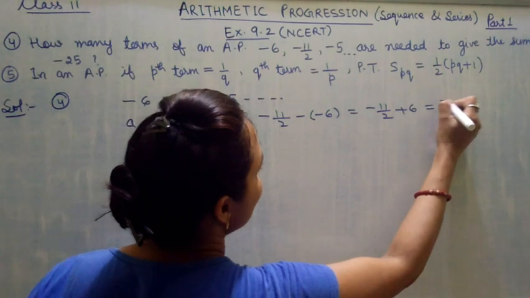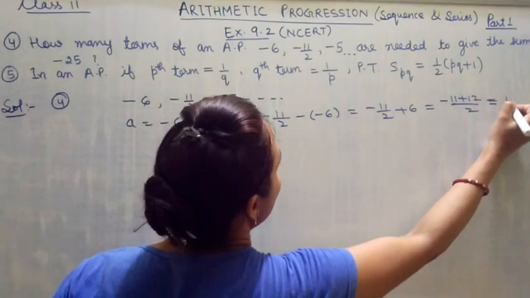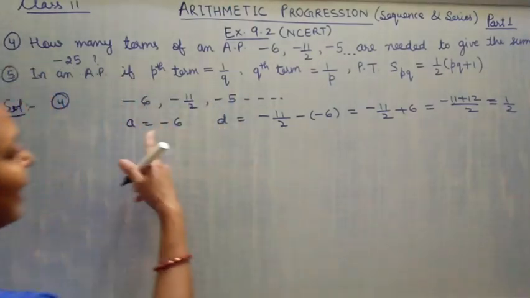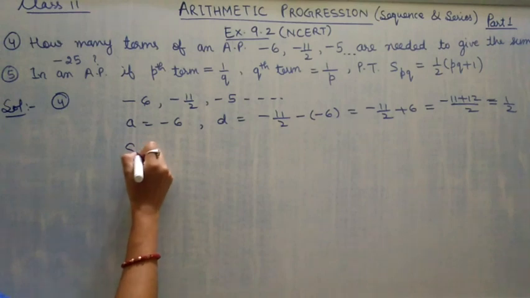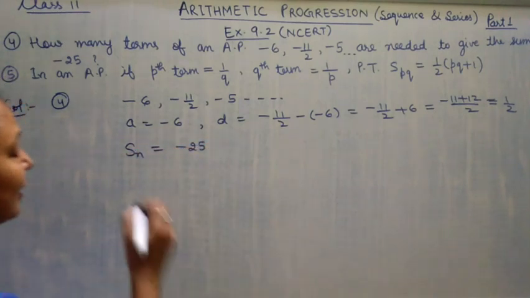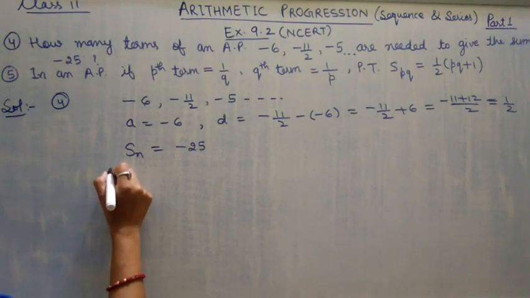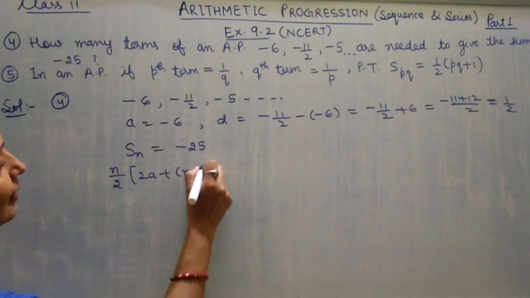By taking the LCM, (-11 + 12)/2 equals 1/2. So this is d and this is a. Now I will find the sum. Sn is given as -25, and we want to find n. That is n/2 times (2a + (n - 1)d).